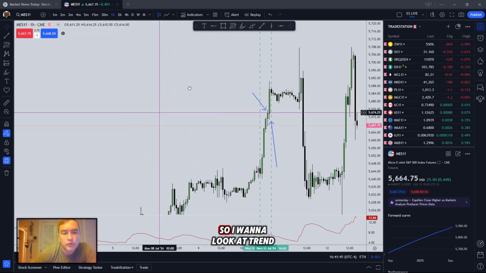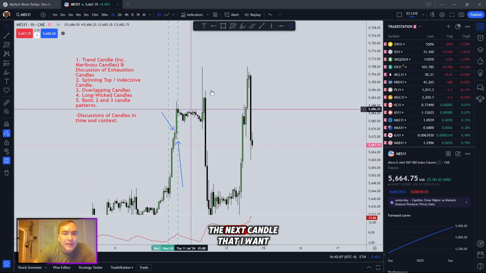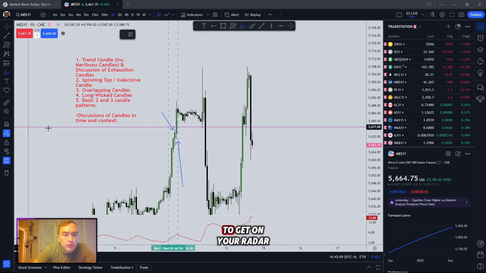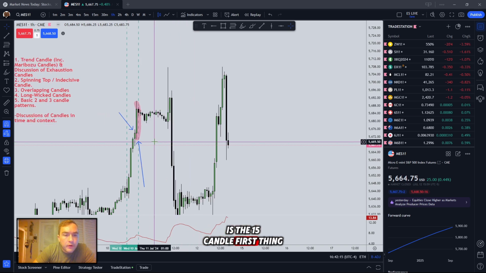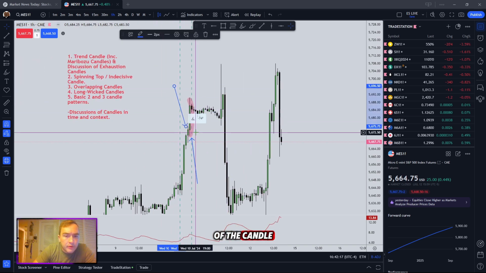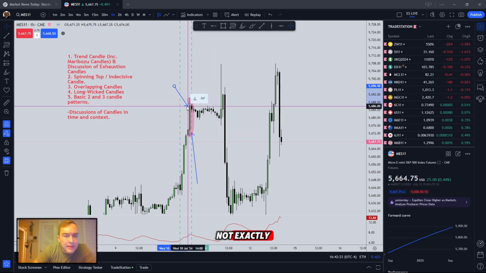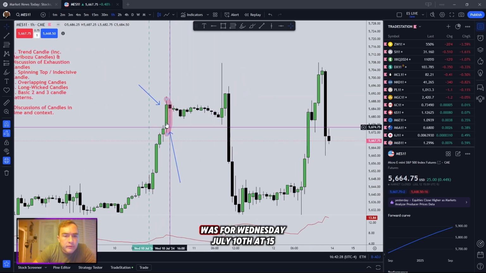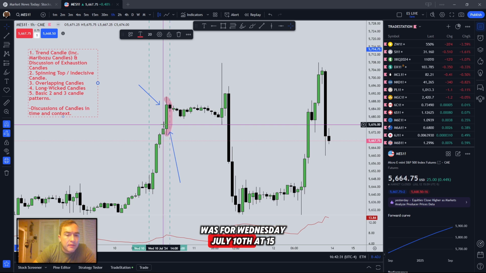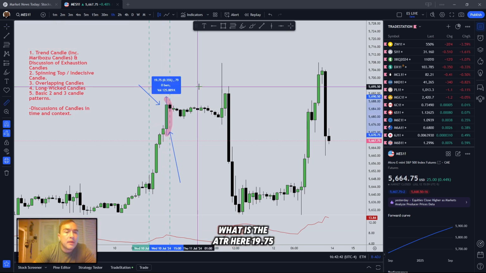Next candle. So I want to look at trend candles, and I also want to discuss exhaustion candles. Okay, guys, the next candle I want to get on your radar is the 1500 candle. First thing I'm going to do is look at the shape of the candle. We open near its low and we pretty much close near its high, but not exactly. Now let's look at what the average true range was for Wednesday, the 10th of July at 1500. 7.30. What is the ATR here?